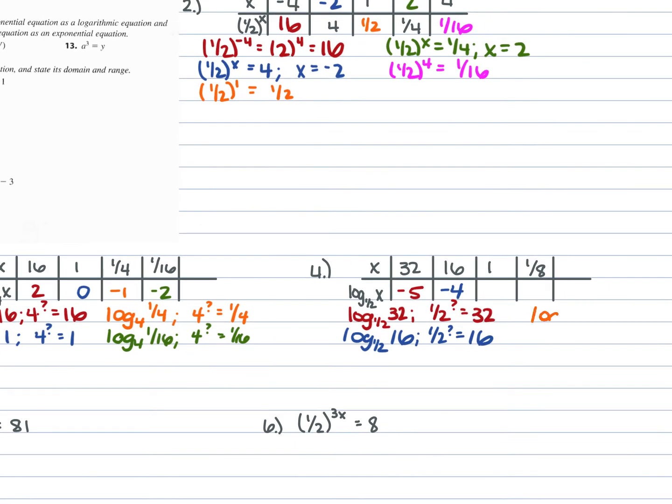Next, we have log 1/2 of 1. So 1/2 to what power is equal to 1? That's 0. And then lastly, log 1/2 of 1/8 is 1/2 to what power is 1/8? If we raise 1/2 to the 3rd power, that gives us the 1/8.